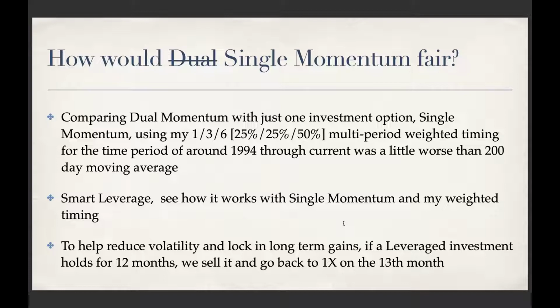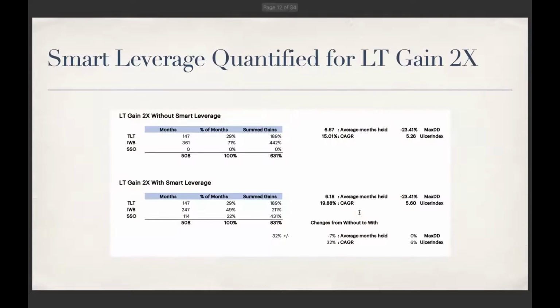Had we had this LT gain strategy back then, we would have gone into leverage in June, and I believe it held all the way for the next 12 months. On that 13th month, we're going to sell it and go back to IWB, the Russell 1000. And it's just to get out of the volatility of being in leverage for too long. So how does it work?